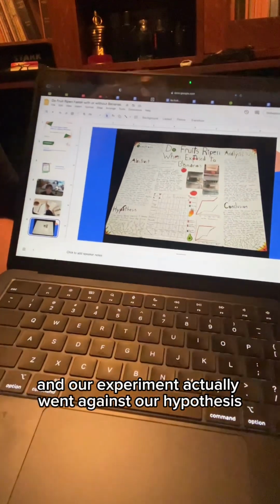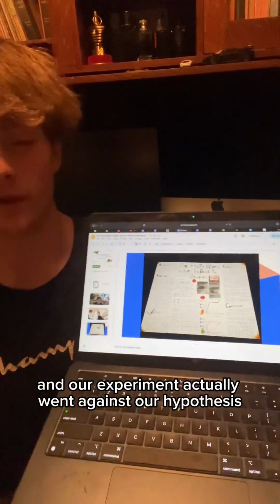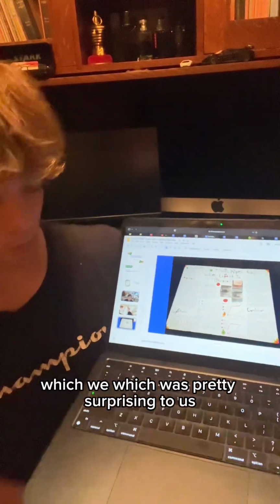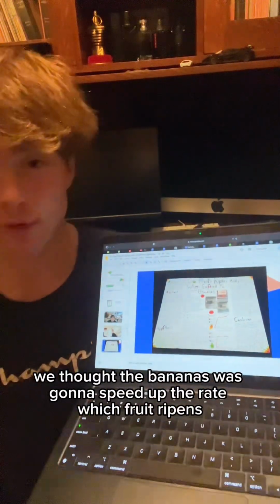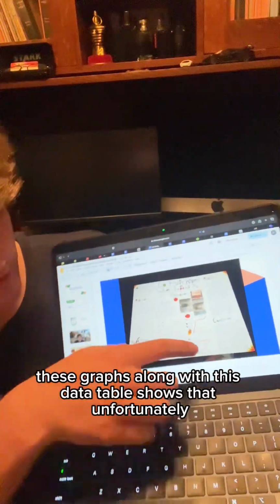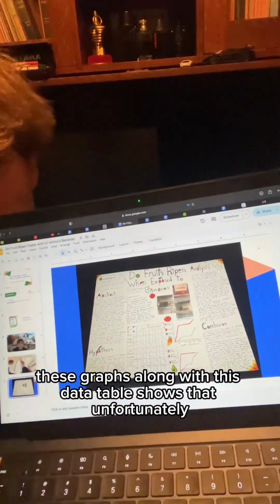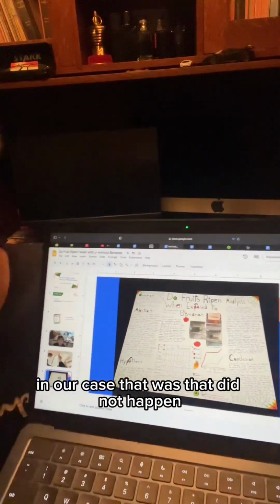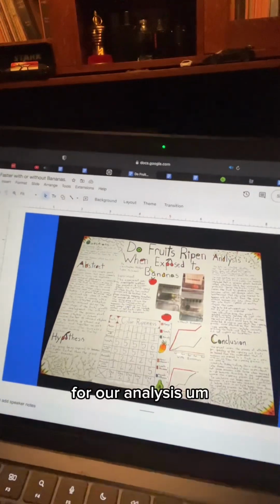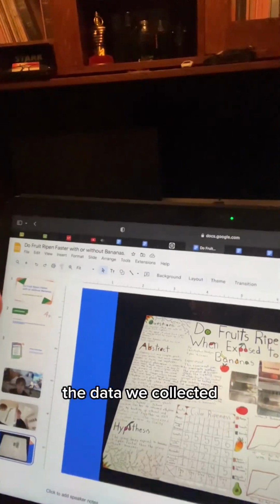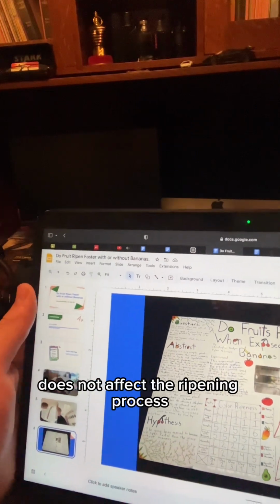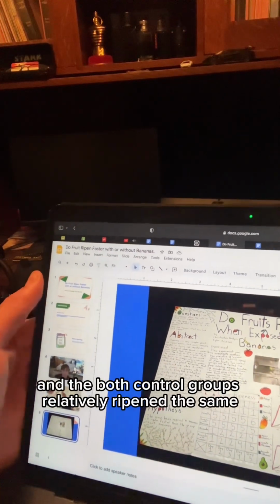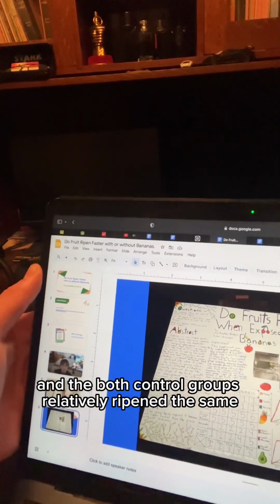Our experiment actually went against our hypothesis, which was pretty surprising to us. We thought the bananas were going to speed up the rate at which fruit ripens. However, these graphs along with this data table show that, unfortunately, in our case, that did not happen. For our analysis, the data we collected indicates that the exposure of bananas to fruits does not affect the ripening process, and both groups ripen relatively the same.